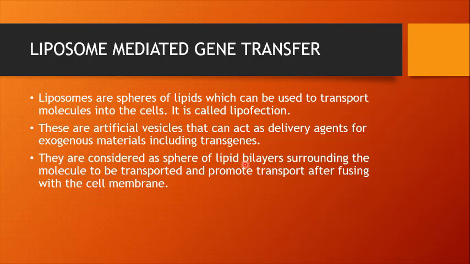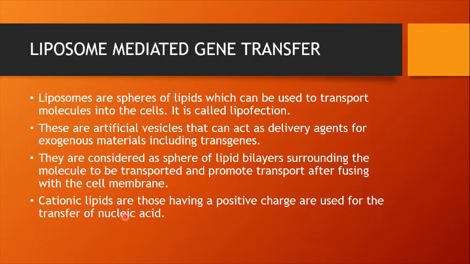So their structure is the same as the lipid bilayer in the cell membrane. It is surrounding, in the periphery, on the border of the surroundings to which the molecule is transported. It means that its structure is such that in the center there is a molecule which we are going to transfer, and in the periphery there is a lipid bilayer which promotes the transport after fusing with the cell membrane. So it fuses with the cell membrane, then it gets inserted into the cell, and the transformation takes place.